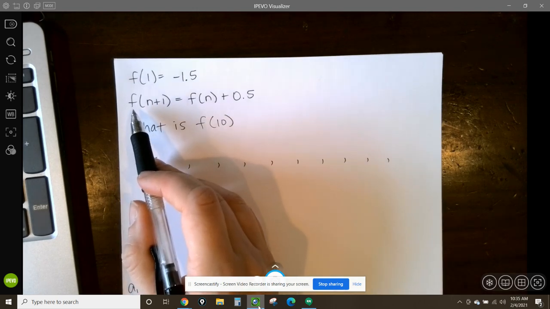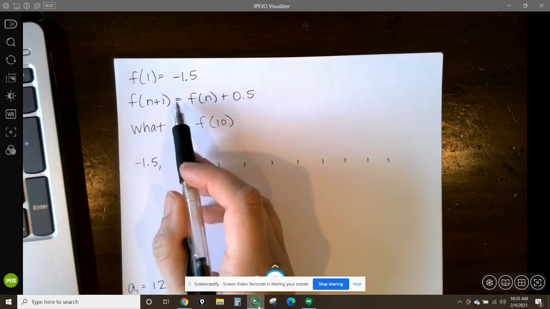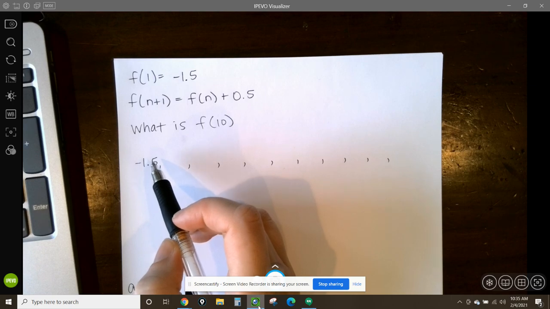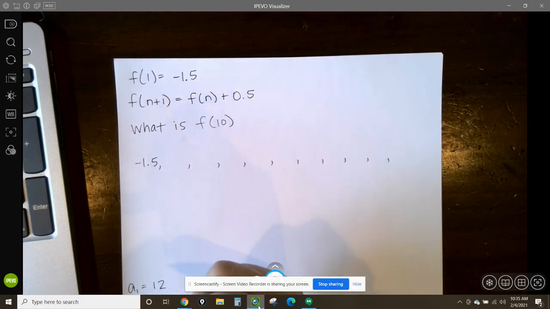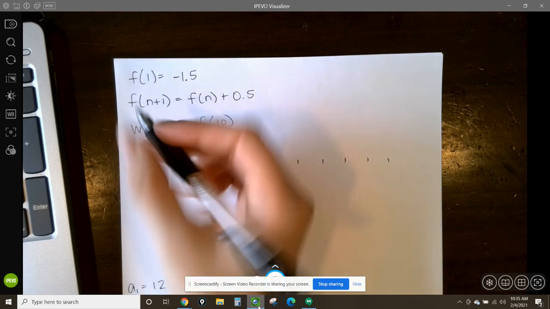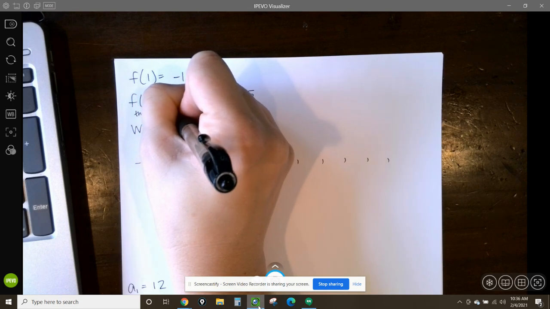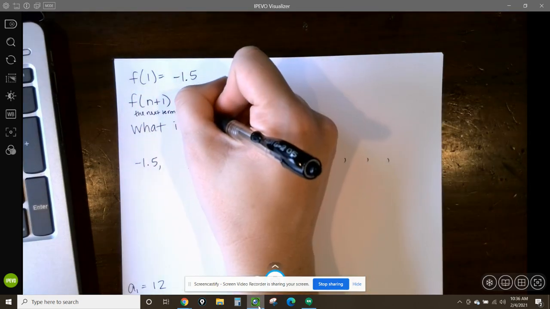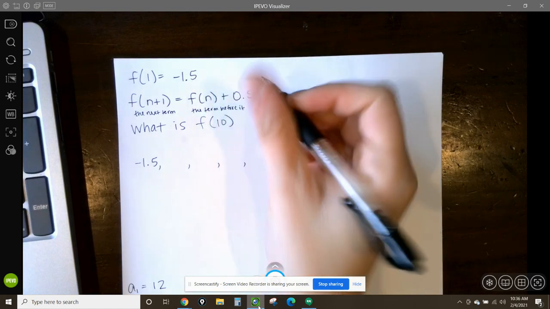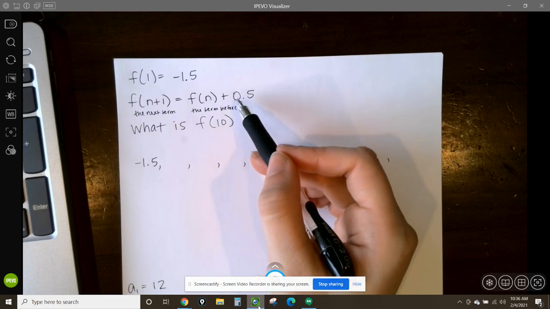What this says is f of n plus 1, the next term, equals f of n, which is the term before it, plus 0.5. This looks really confusing, but what it's saying is the next term equals the term before it plus 0.5. So the rule is basically add 0.5 every time.